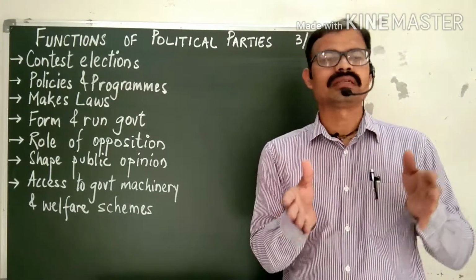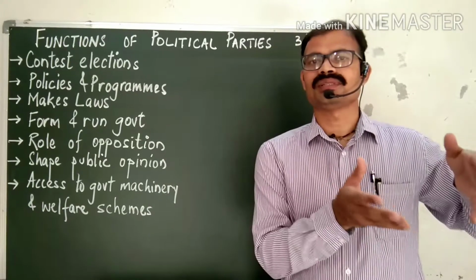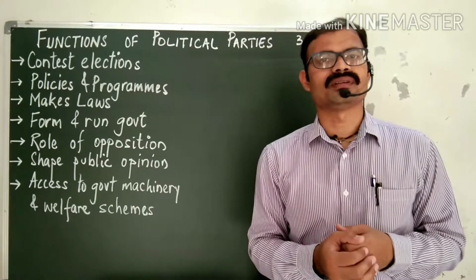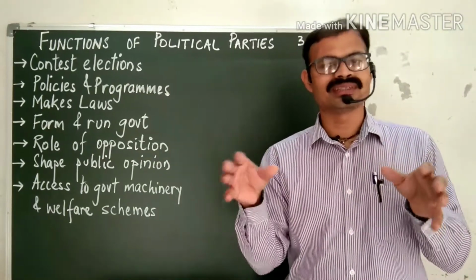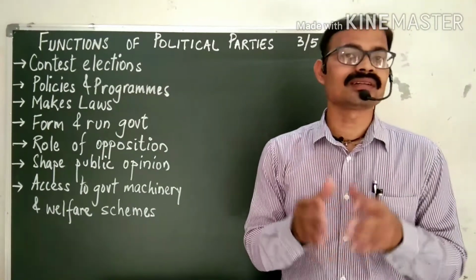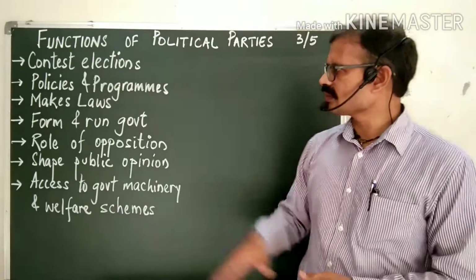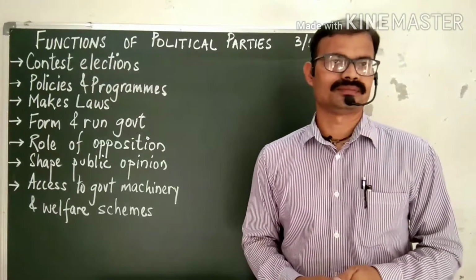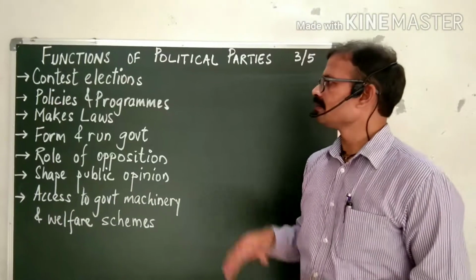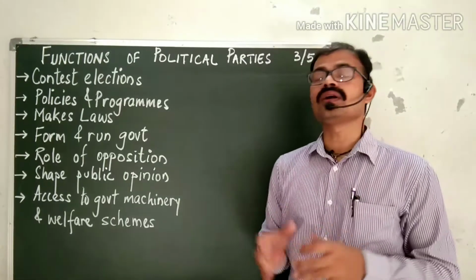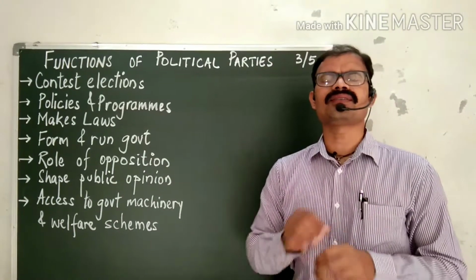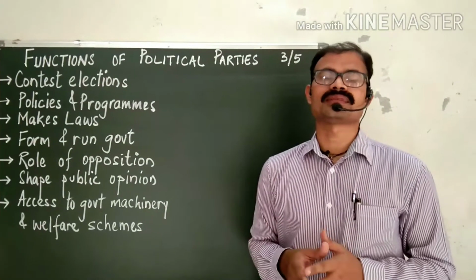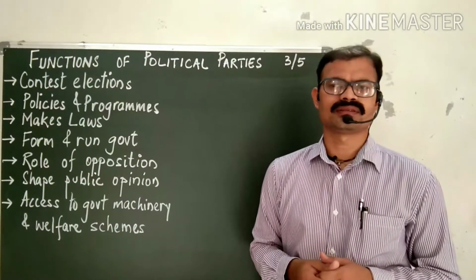50% vote or permission from the party and 50% from the people. When they get the support from both, then only they are eligible as a candidate. Second function is policies and program. It means all the political parties, they have ample numbers of policies, programs that they have made.